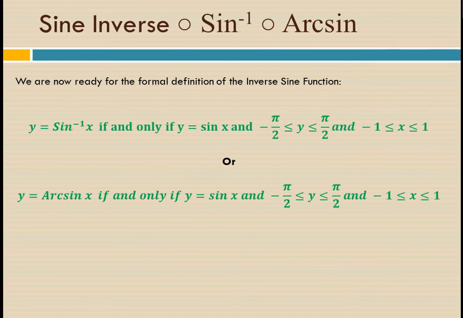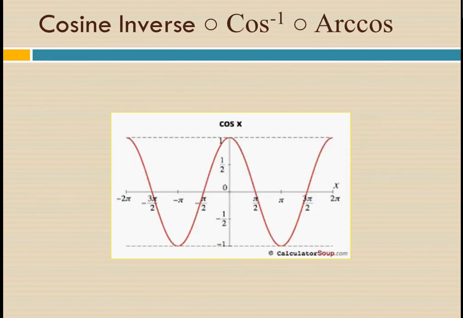Here, on the sine inverse function, it's the range because we took the inverse function, which switches the domain and the range. So the range is restricted to be between negative pi over 2 and pi over 2, and the domain between negative 1 and 1. And then the following is really the same definition, but just using the arcsine notation.